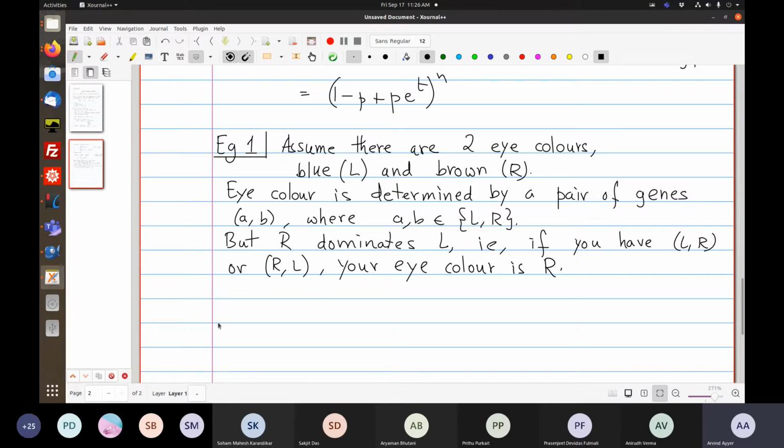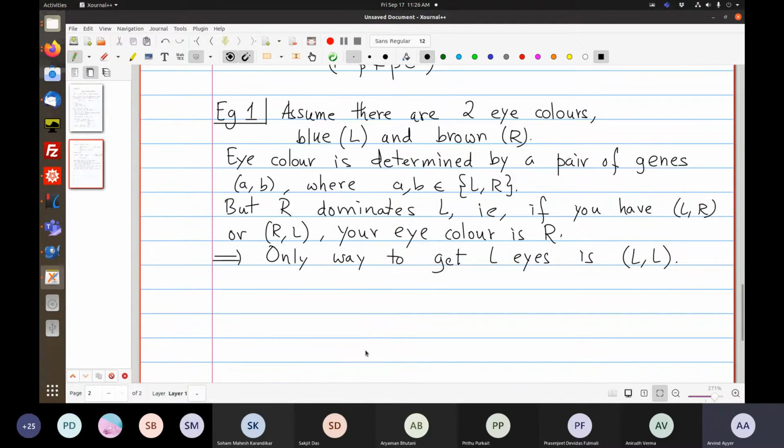So the only way to get L eyes is LL. That's the point. If you have blue eyes, that means both your genes are L. Is that clear? Now let's talk about what happens to progeny.